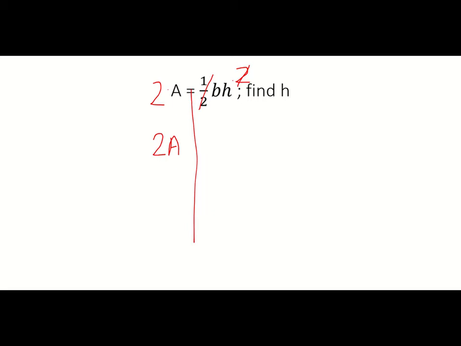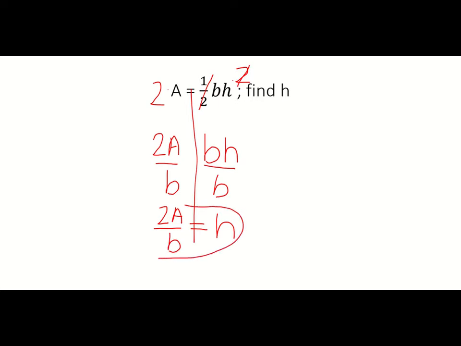Because having 1 BH left would be the same as just having BH left. So I'm just ignoring the 1 at the top, because multiplying by 1 doesn't change what we have. And now I want to get H by itself. So since H is being multiplied by B, I'm going to divide by B on both sides. And this is going to tell me that to find the height of a triangle, I need to multiply twice the area and divide by the base. So that would be the answer to our problem.